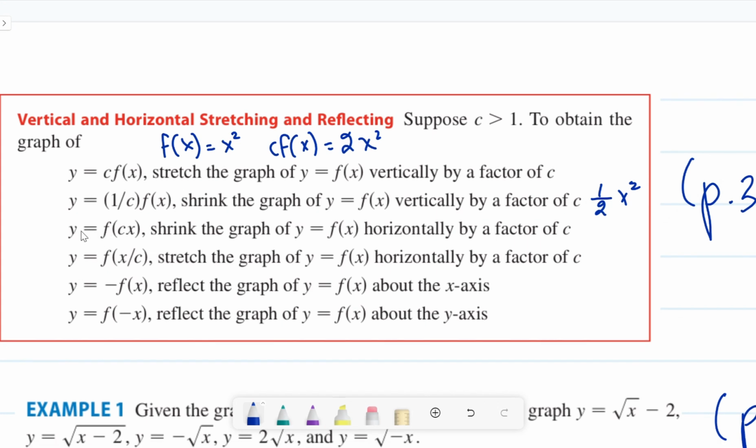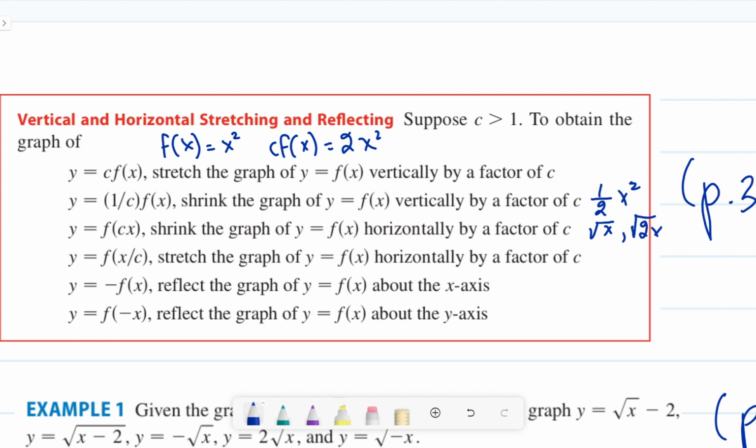Now let's say I want to do y equals f of cx. This shrinks the graph of y equals f of x horizontally by a factor of c. For example, if f of x equals square root of x, doing f of c times x is as if I'm doing square root of 2x.